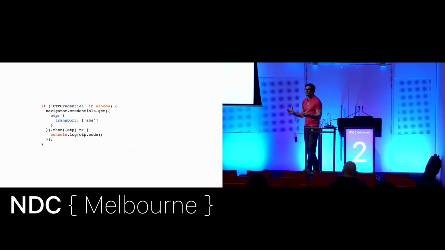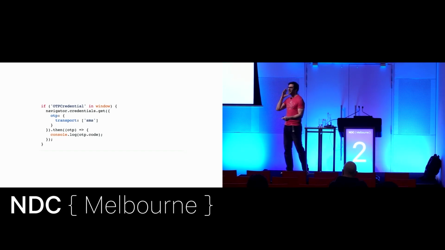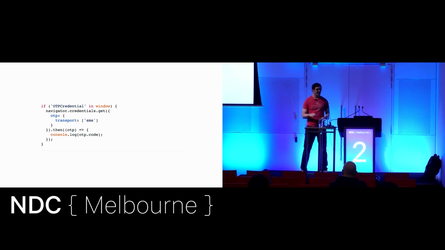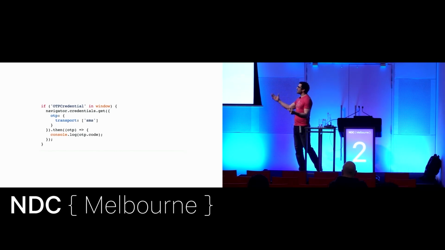And then this is it. The OTP credential is part of the credential management API system. And if that exists in the window, then we can use navigator.credentials.get. And in that object, we pass in not password, as we did earlier, not federated, as we did earlier, but we pass in otp, and then an object in there, including transport, an array, and that array can only have one item in it, and that item is sms.